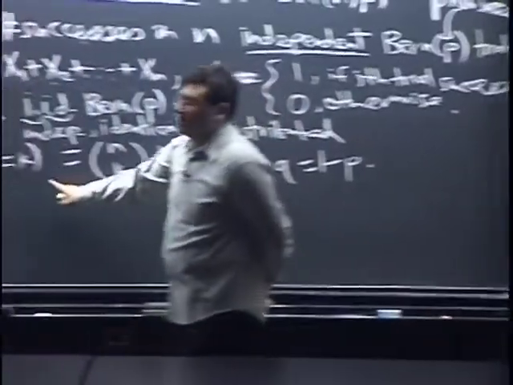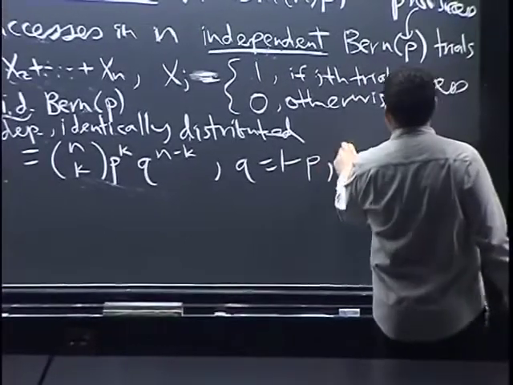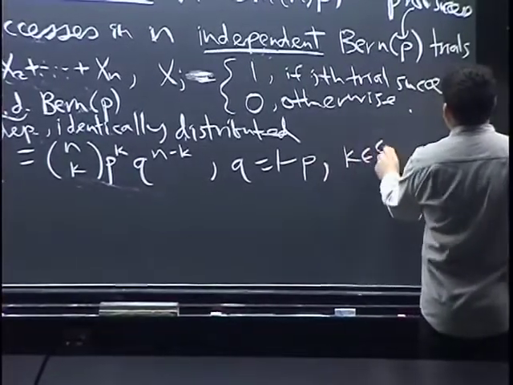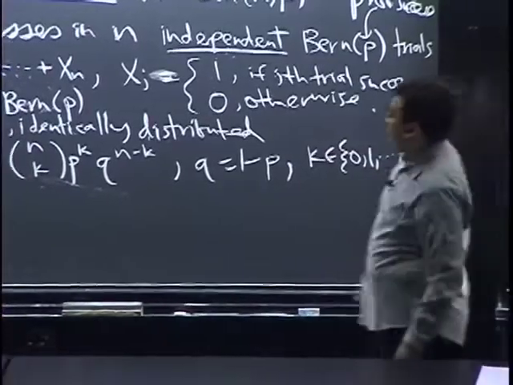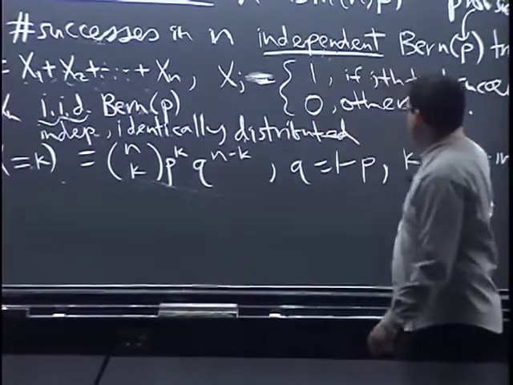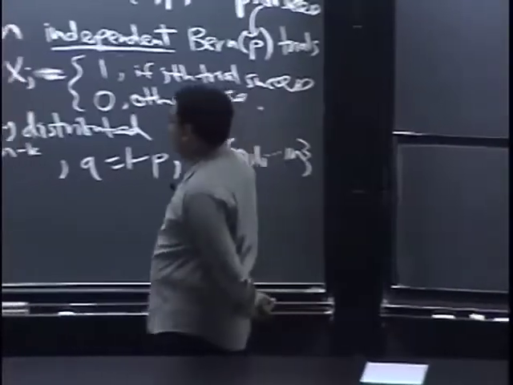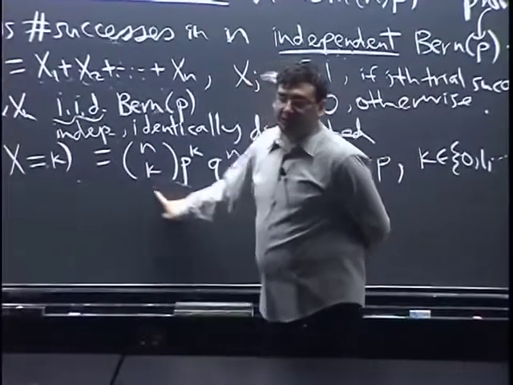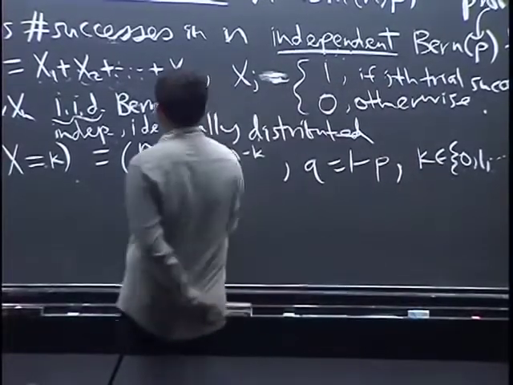let's just check that this is a valid PMF that I wrote down. I should have written that this is for k between 0 and n, an integer. And this is 0 otherwise, because these are the only possible values. Okay, so is this valid? Well, first of all, this is greater than or equal to 0. That's obvious. So the only thing we have to check is that this adds up to 1.